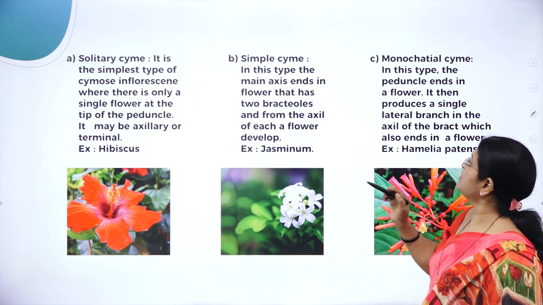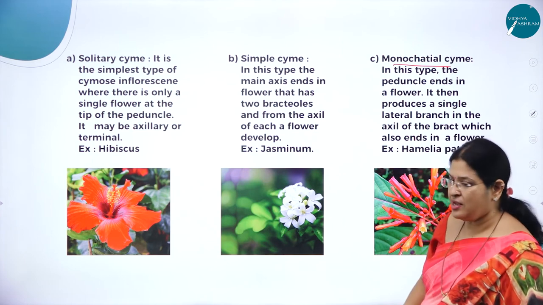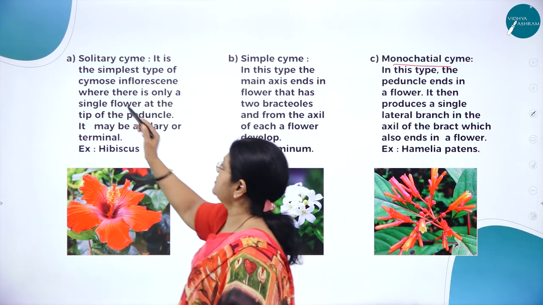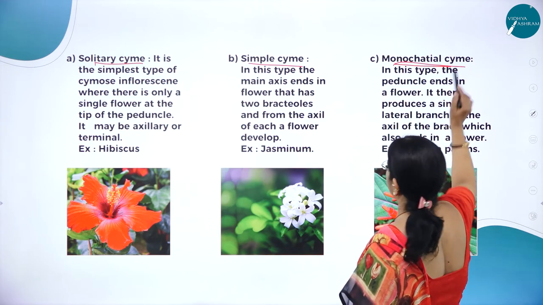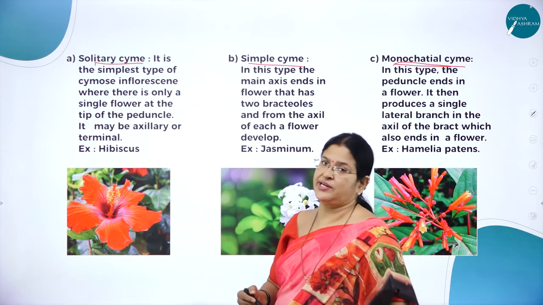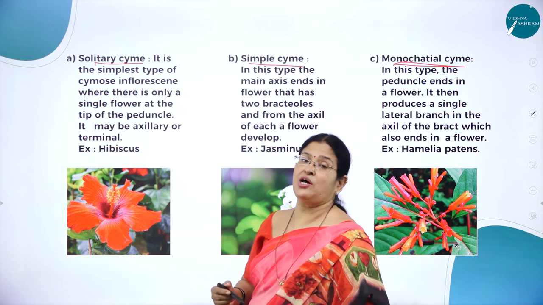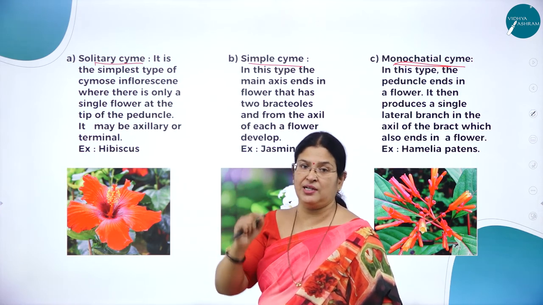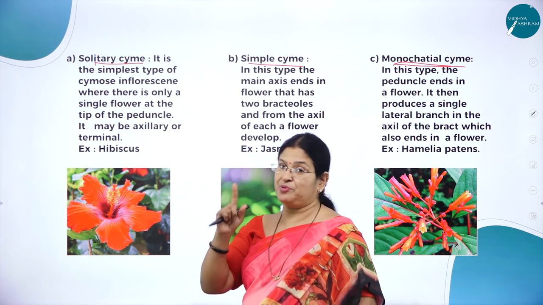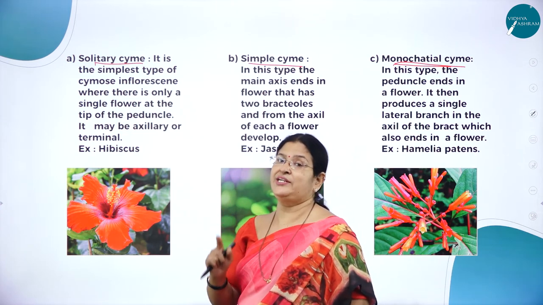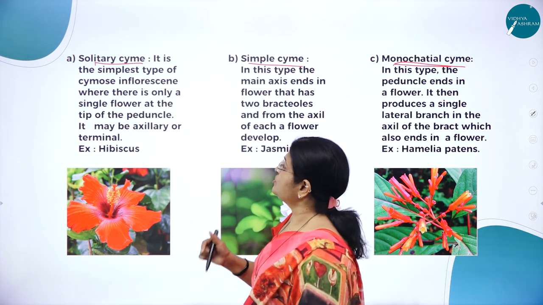Solitary cyme, simple cyme and monochasial cyme. What are the examples? One is called solitary cyme, simple cyme and monochasial cyme. Now let us study one by one. What is solitary? Solitary means what? Single. Solitary cell means single cell. In jails and all, they put a single person, so it is like solitary. Solitary means single.